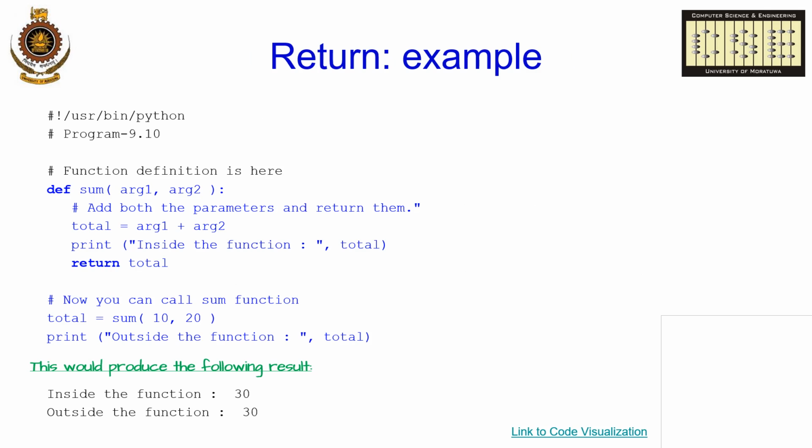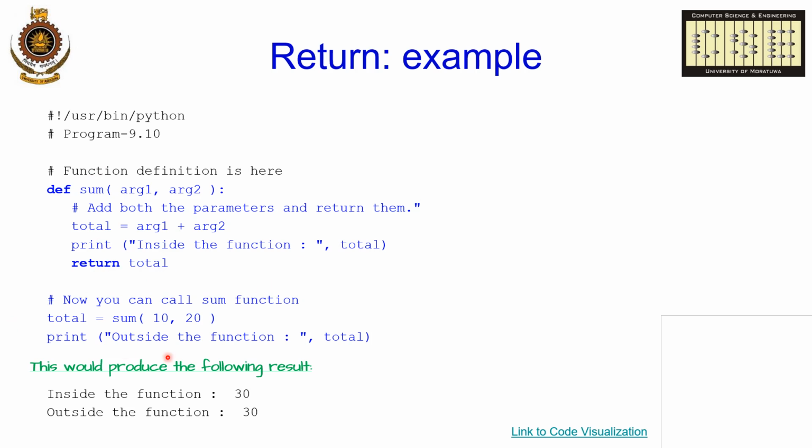Let's look at an example of how to use a return statement and then get that value and do something with it in a very small Python program. Here we have a function called sum. It takes two arguments, and it adds up these two arguments into a value called total. Then it prints the total inside the function, saying inside the function this is the total, and then it returns this total. That's the function definition.